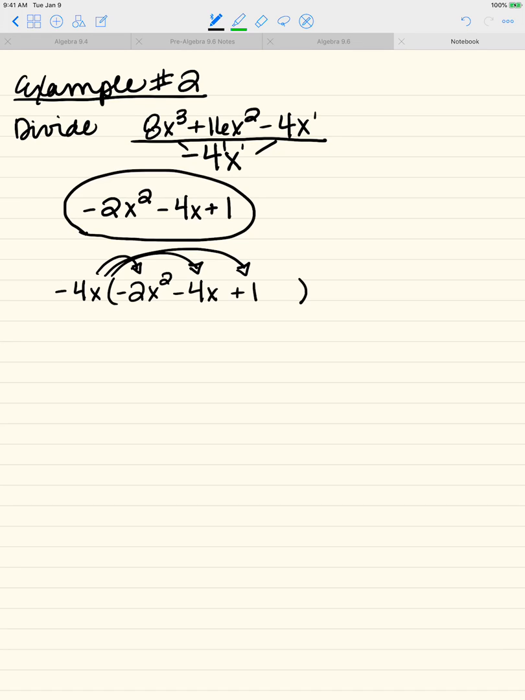Negative 4x times negative 2x squared gives us a positive 8. X times x squared gives us x to the 1 plus 2, which is x cubed. Negative 4x times negative 4x gives us a positive 16 because negative 4 times negative 4 gives us positive 16. X times x to the 1, plus 1 is x squared. 1 times negative 4x is just negative 4x. We have arrived back at our dividend. We know we did it correctly.